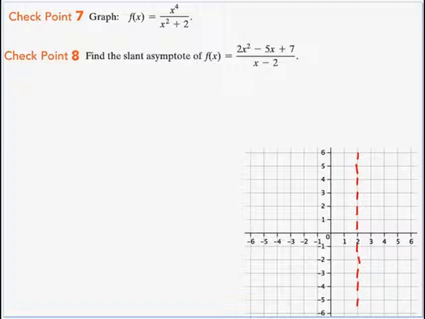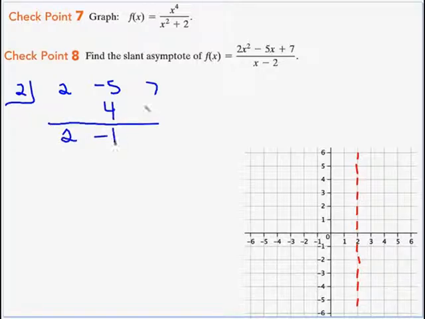And for our slant asymptote, we would divide. Let's start right off with the synthetic. We're going to divide 2 into our leading coefficients of 2, minus 5, and 7. Bring down the 2, multiply and add, multiply and add. So our line is 2x minus 1, and then our remainder 5 would disappear at large values of x.